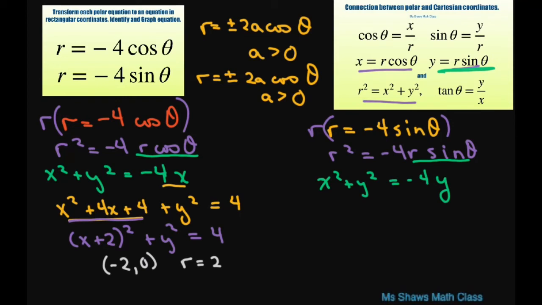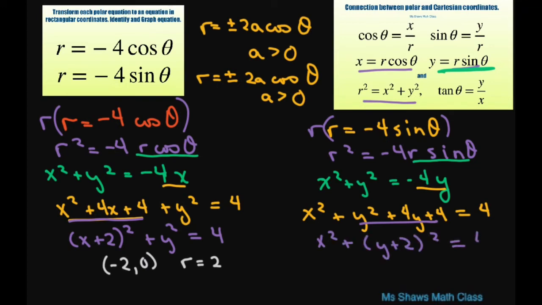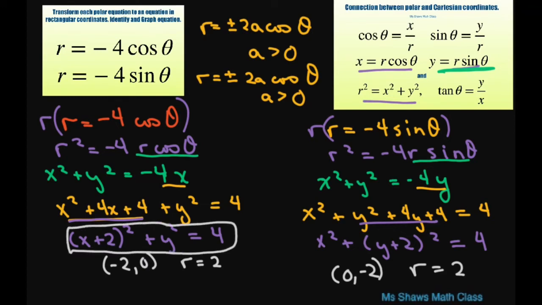All right, now let's go ahead and move this over, group it with the y. So add it to both sides, complete the square, and add the 4 to both sides. Condense your perfect square trinomial here. So you're going to get x squared plus y plus 2 squared equals 4. Your center is 0 comma negative 2, and your radius equals 2. All right, so there we have done our equations in rectangular coordinates.